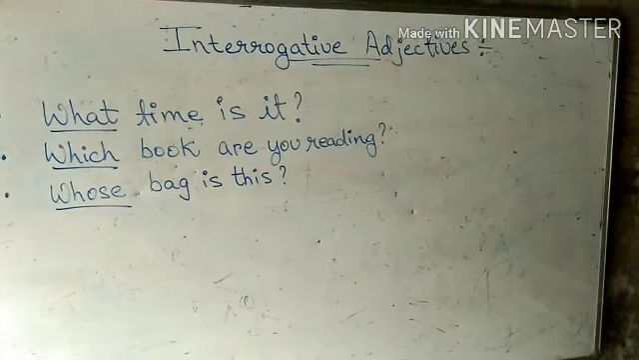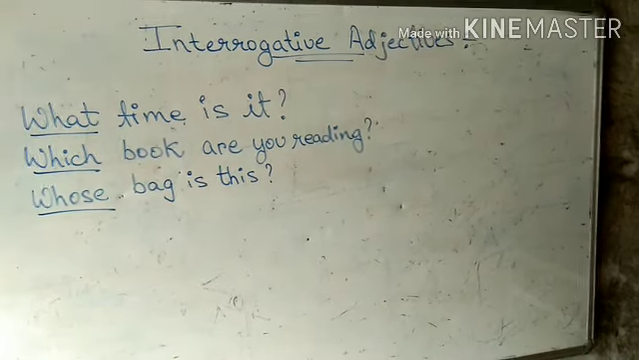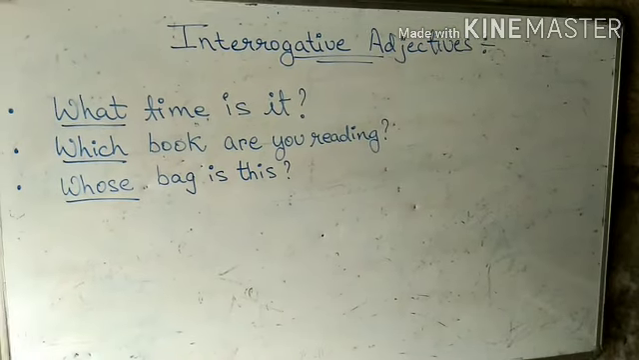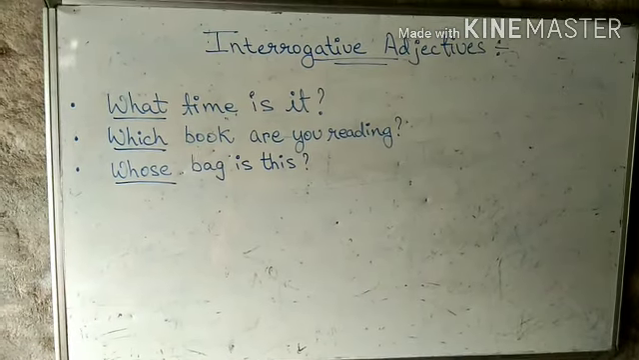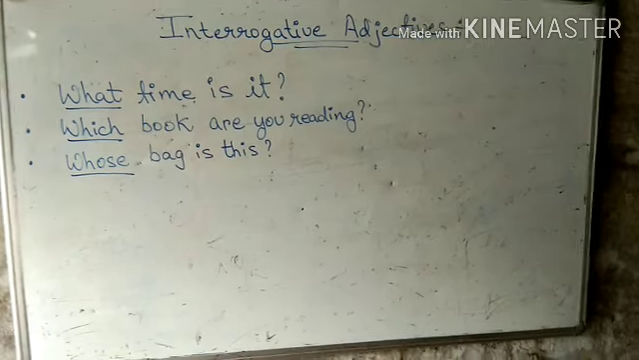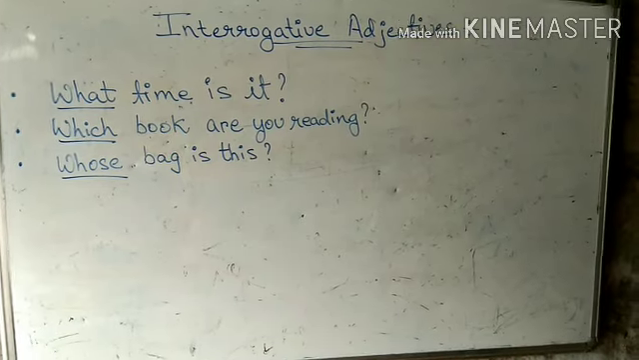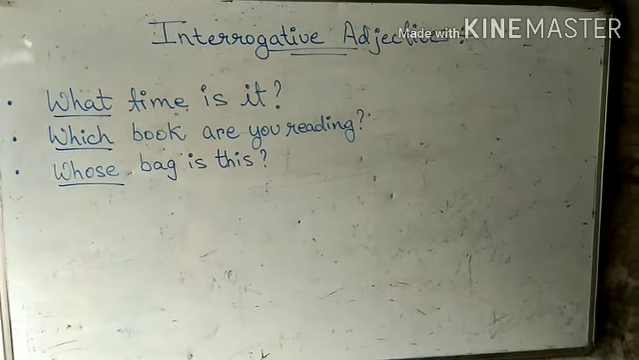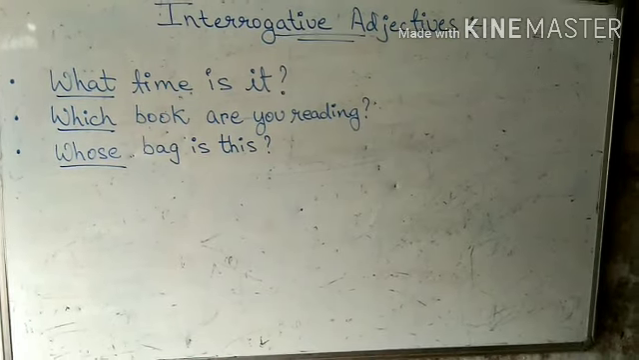After the quantifiers in chapter number 3, the next topic is interrogative adjectives. Interrogative adjectives are the words which ask some question. Interrogative sentences you have done earlier. The same words are used as interrogative adjectives: what, which, whose. All these 3 words are interrogative adjectives. In this exercise we will ask questions, and there should be a question mark at the end of the sentence. What is the time? Which book are you reading? Whose bag is this? All these words are questionable words, questionable adjectives.